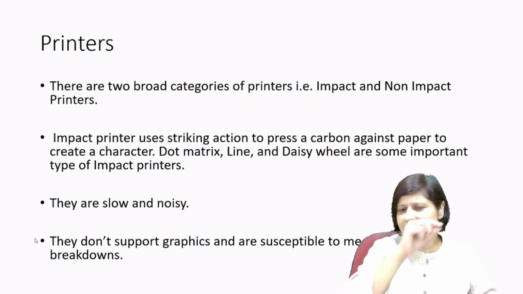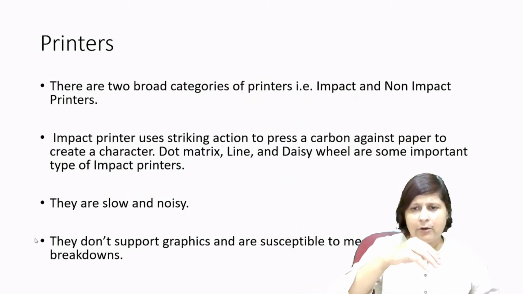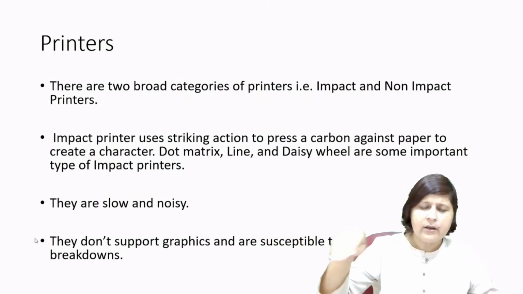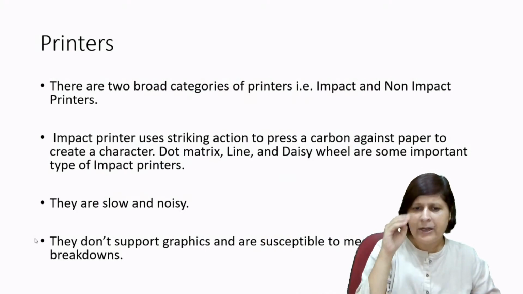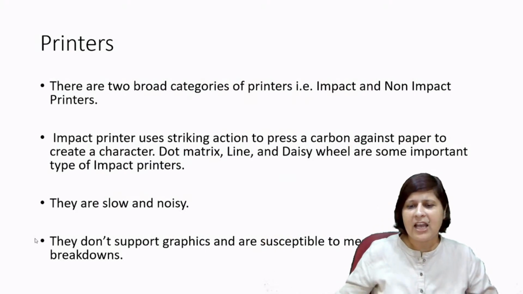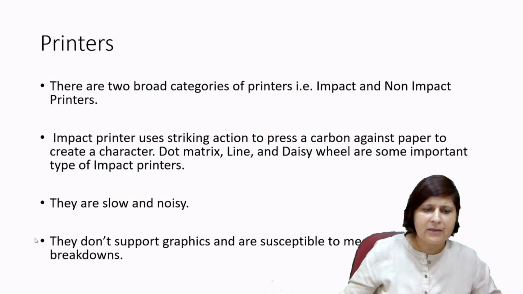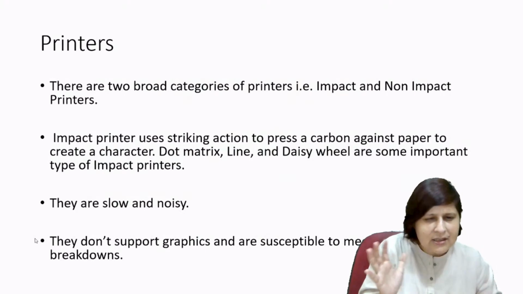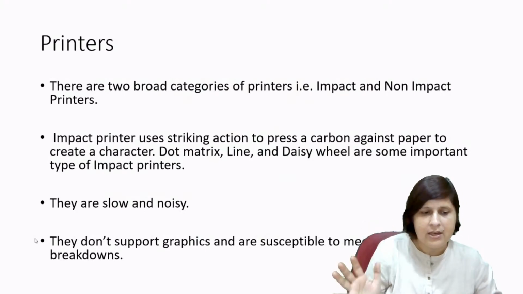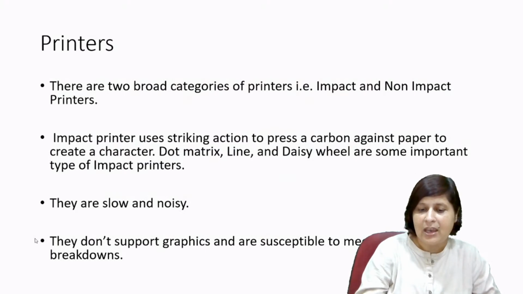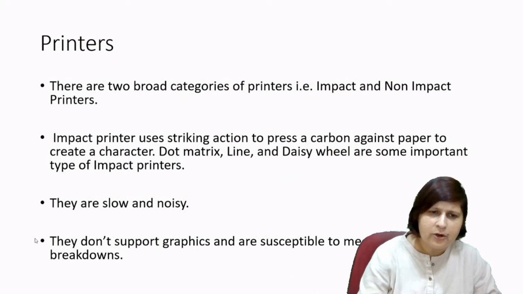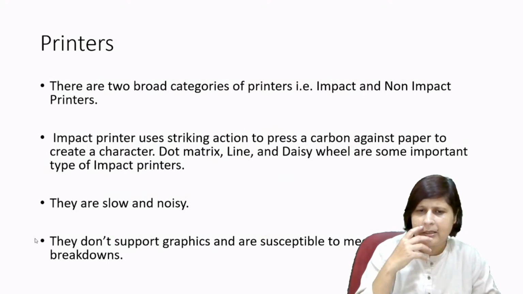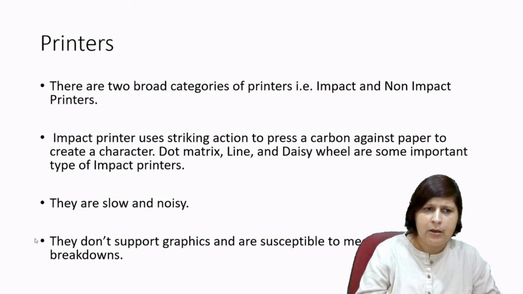Dot matrix printer or the line printer or the daisy wheel printer, you might have seen these types of printers. You might have heard a sound like this in a few printers. Those are known as the dot matrix, line printer, or daisy wheel printer. Impact printers are very slow and very noisy. They do not support graphics and are susceptible to mechanical breakdown. You cannot take a graphical printout from impact printers.